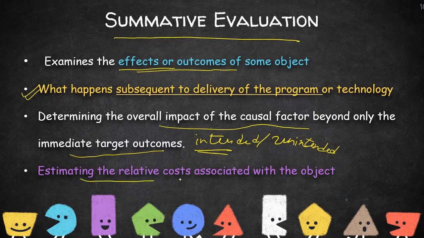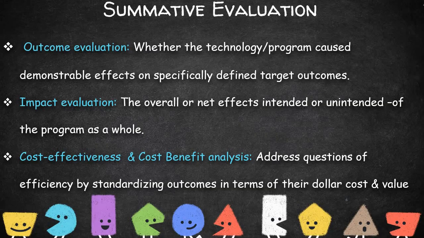Then estimating the relative cost associated with the object. That is also to say, can we assign some kind of dollar value or monetary value, if we are trying to describe the cost involved and how much value could be derived out of it. Predominantly, the different types of summative evaluation are as follows.